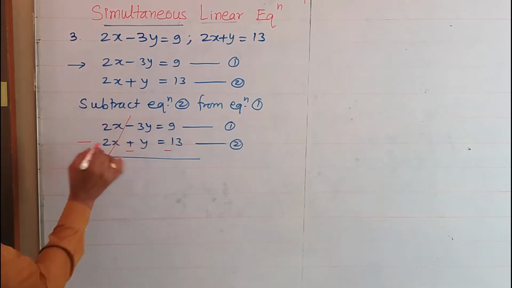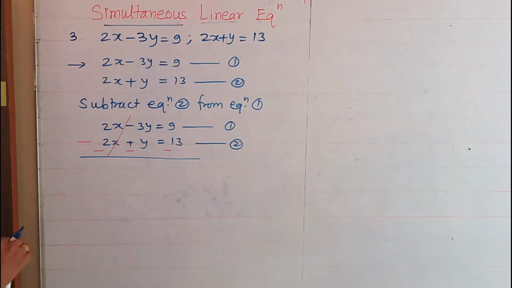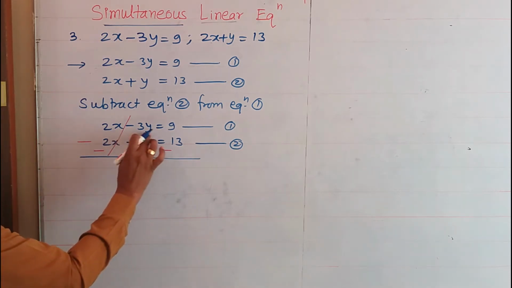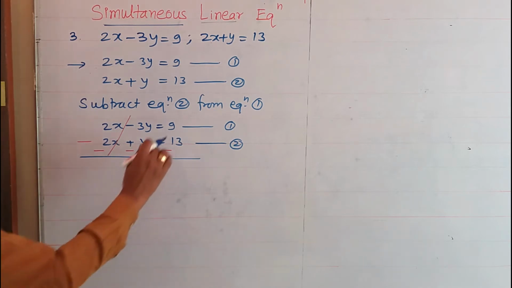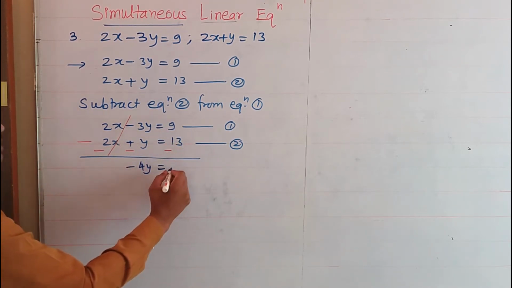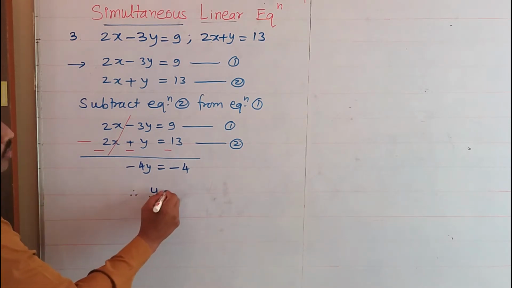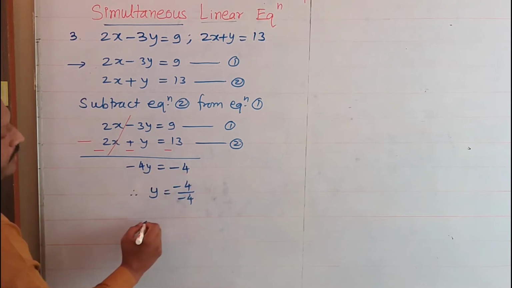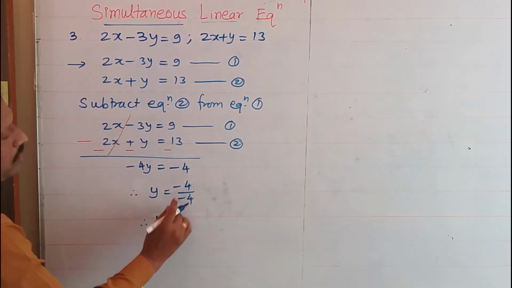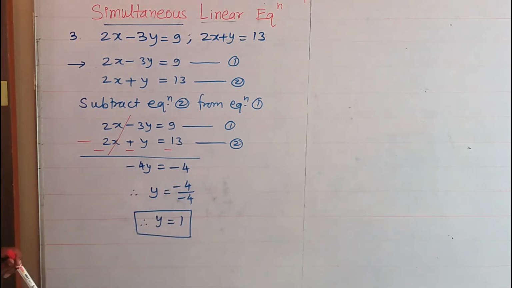So we get here 2x minus 2x will be 0, that will be eliminated. Now minus 3y minus 1y will become minus 4y is equal to 9 minus 13. 9 minus 13 is equal to minus 4. So y is equal to minus 4 upon minus 4. Hence y is equal to 1. Minus 4 upon minus 4 is equal to 1. So the value of y is equal to 1.